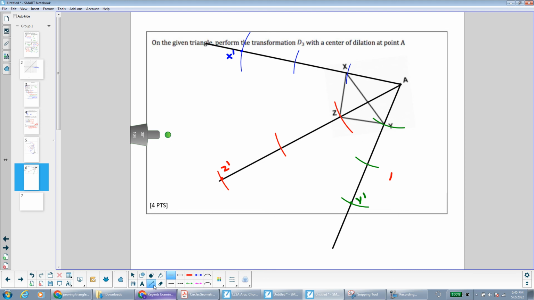And what's really also going to make it super clear if we did the right thing is now when I connect all of the new image points together, the new triangle should be triple the size of the original. Oops. And look, my purple triangle is definitely bigger than my original black triangle. It's triple the size.